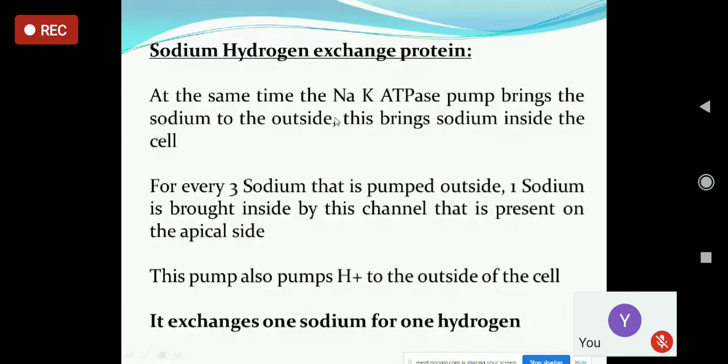At the same time, the sodium-potassium ATPase pump brings the sodium to the outside. This pump, the sodium-hydrogen exchange protein, brings sodium inside the cell. For every 3 sodium that is pumped outside, 1 sodium is brought inside by this channel that is present on the apical side or luminal side. This pump also pumps hydrogen ion to the outside of the cell. So the work of this sodium-hydrogen exchange protein is to exchange 1 sodium for 1 hydrogen.